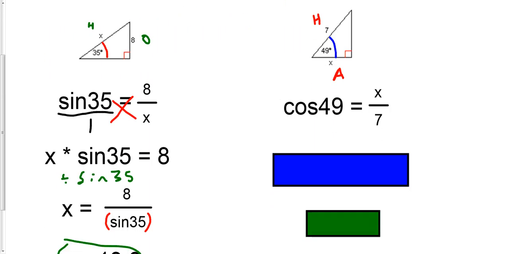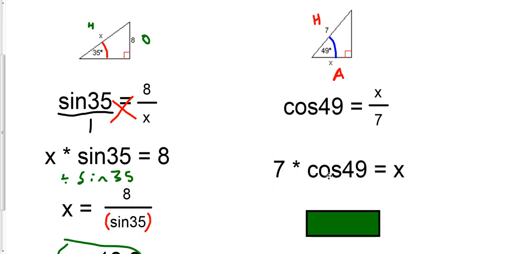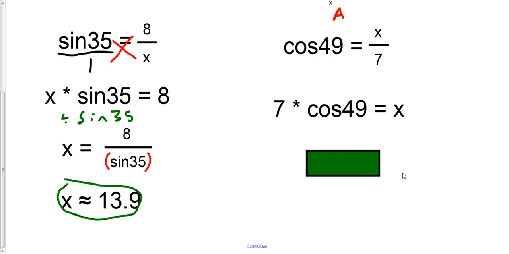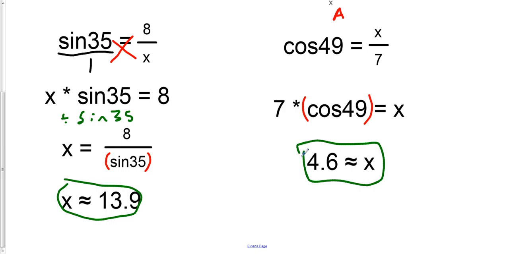Again, if you want to make it a proportion and do cosine 49 over 1, and then cross multiply, you can. Either way, basically what's happening is we're just multiplying 7 on both sides, and it's going to look like this. 7 times the cosine of 49 equals x. Plugging that into your calculator. Again, just to be careful, it might be helpful to put an extra set of parentheses around this. 7 times the cosine of 49 degrees will come out to approximately 4.6. So x, that leg, the length over there, would be about 4.6.